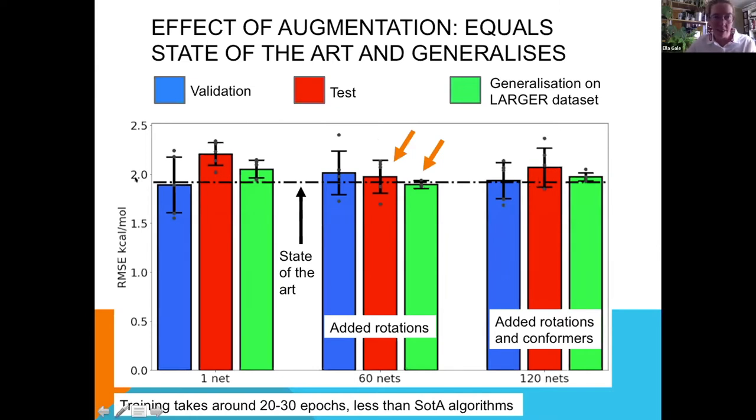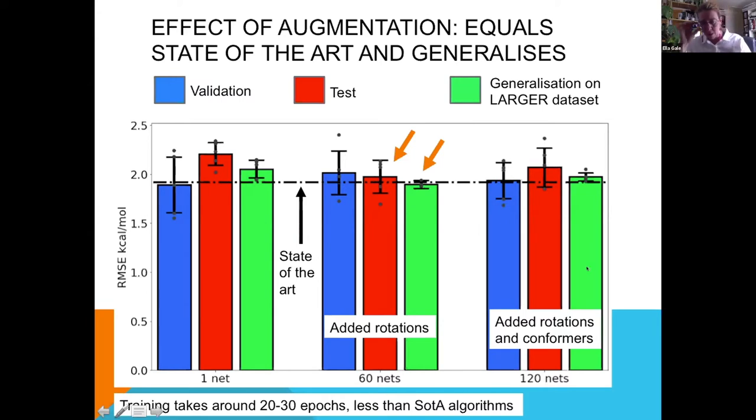First thing to point out, the state of the art is this line here. So this is what the other algorithms that have worked on this particular data set have gotten. So first point, the left-hand side is the results from a single net. And then we move to the middle set of columns, that's 60 nets. So that's where we've added an augmentation. That's just rotational augmentation. And you'll see that the test results have actually gotten much better, towards the state of the art.